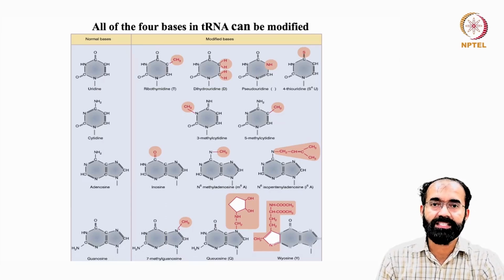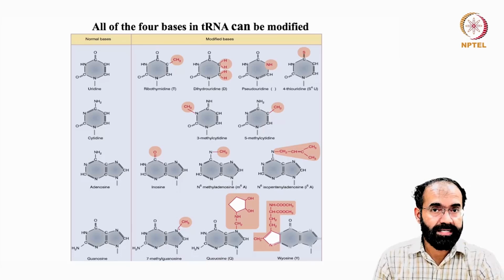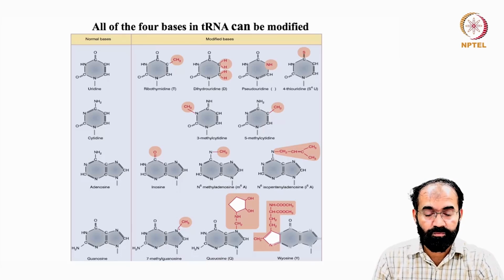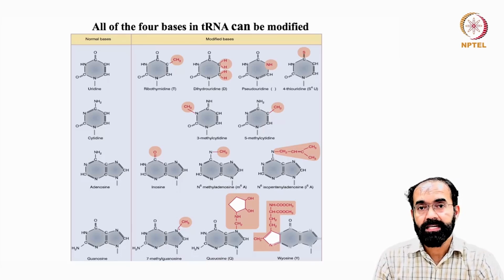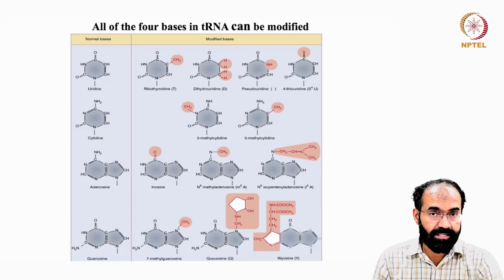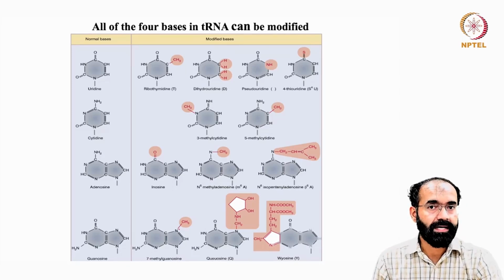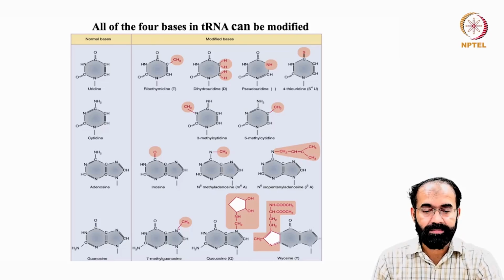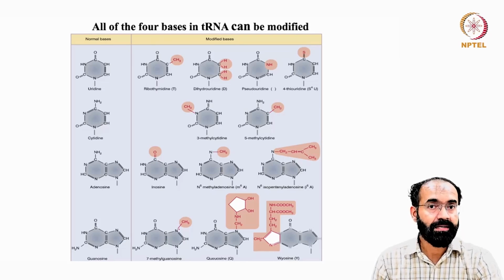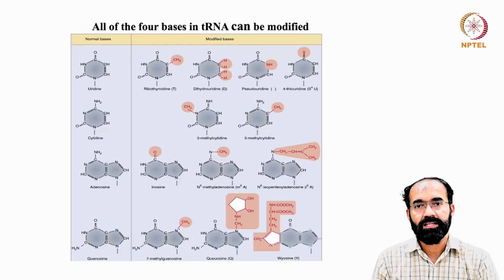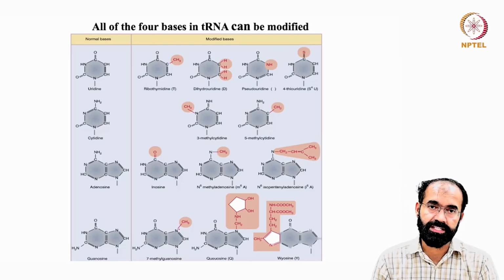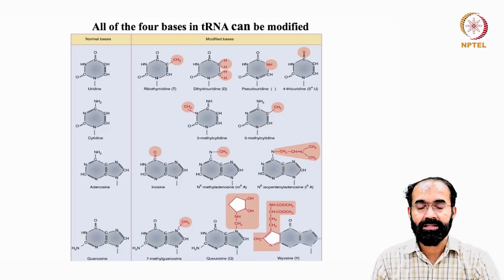So these modifications are in different tRNAs and they can influence the functionality and the stability of the RNA molecule. Such modifications are not done randomly, they are done at specific bases and with a purpose. So we should understand that each and every change occurring in individual bases has one purpose or the other.